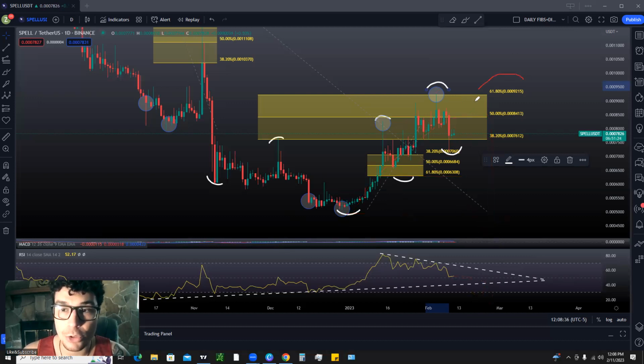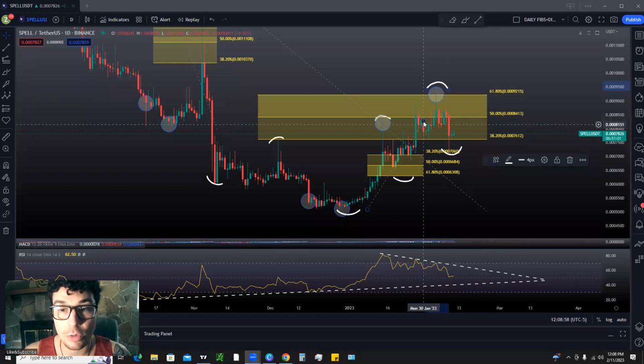Now, just as you use these for resistance, you also can use these for support. So that's exactly what we did in the last video, okay? We took our swing low up here to the swing high, and we said, hey, if we pull back, we need to hold above these three levels, our major retracement levels, so that way we can continue that uptrend. And sure enough, we did. We bounced off of those support levels very, very nicely.